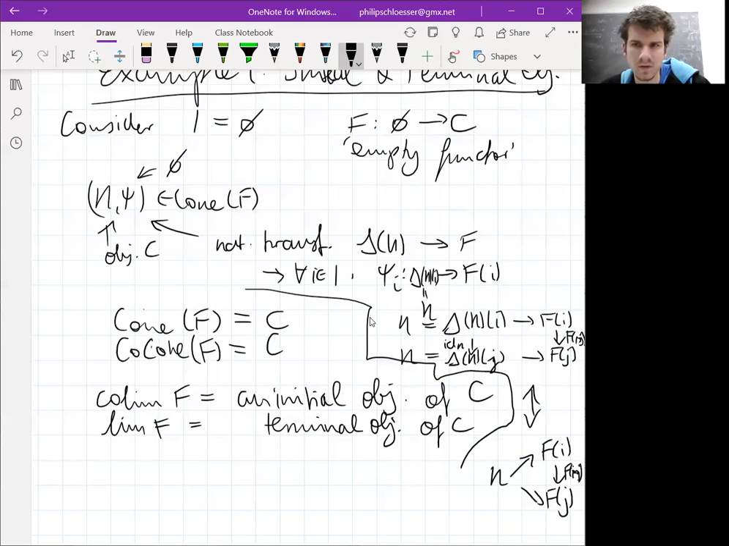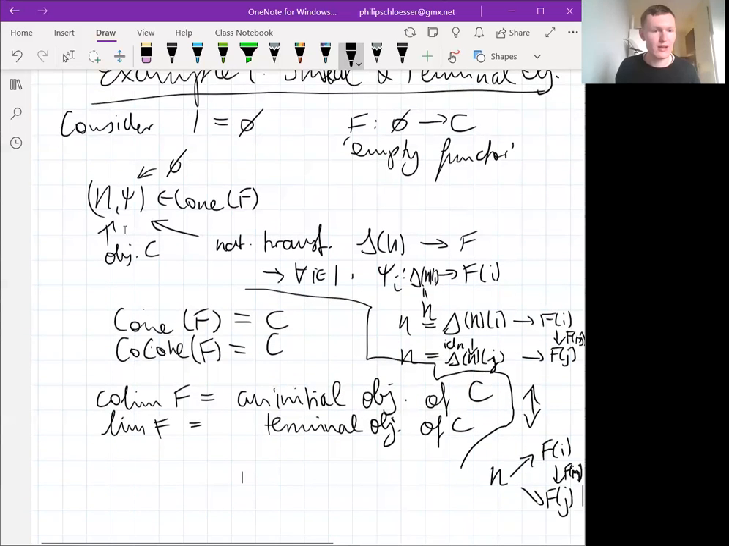Once we've noticed we wanted that to find the cone, or something along those lines. Well, I've just said that this natural transformation, there is only one, the trivial one, or the empty one. So every cone is uniquely determined by the object, and conversely, for every object there is such a cone. And same thing for the co-cone.